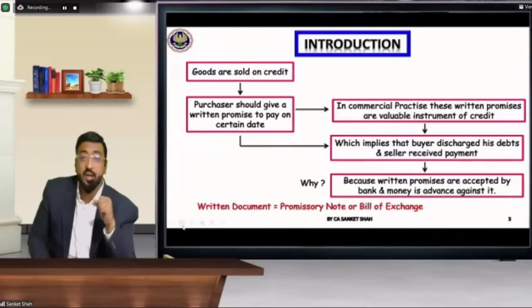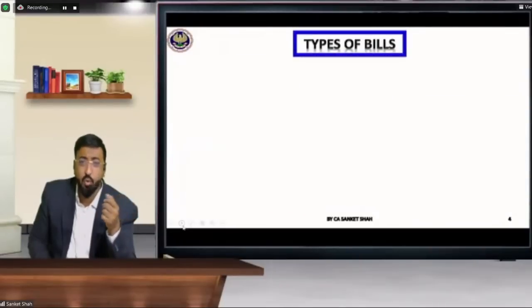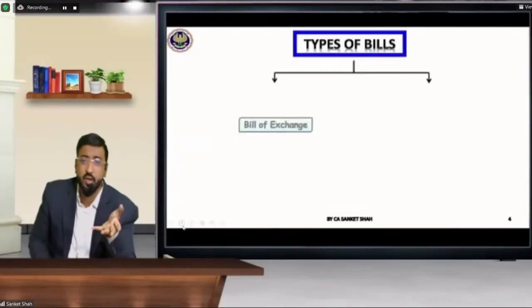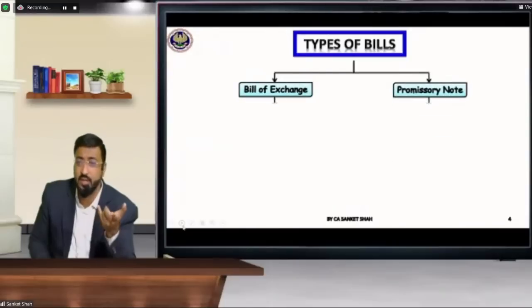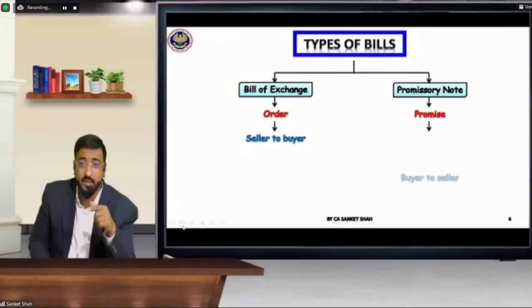So this is written document which is called a promissory note or bill of exchange. So what are the types of bills, sir? I already explained you. There are 2 types of bills. One is bill of exchange and the second one is promissory notes. So what is bill of exchange? Bill of exchange is nothing but an order. Promissory note is a promise, and remember this is buyer to seller.